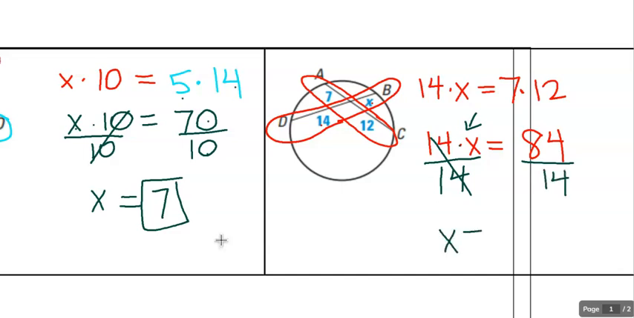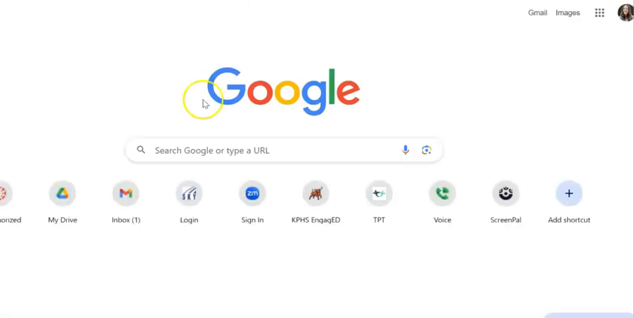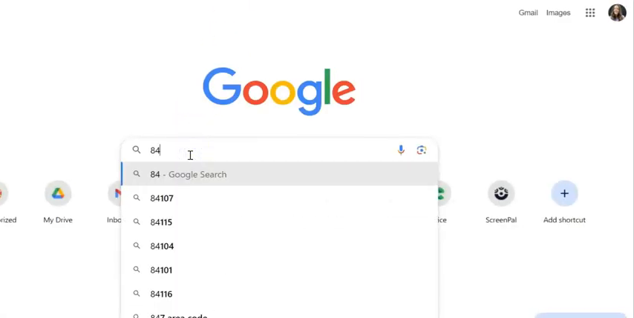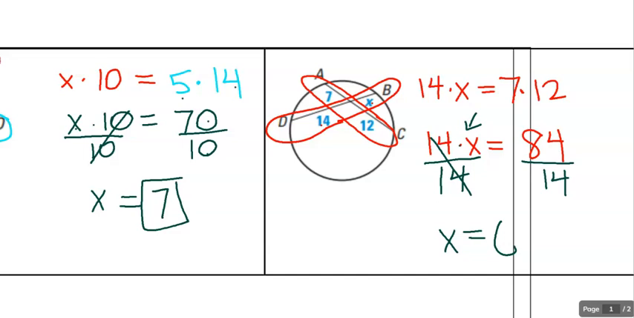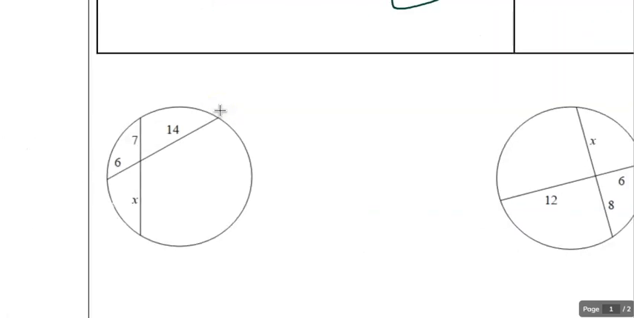So x equals 84 divided by 14, which gives us 6. Okay, so we can have decimal answers, and that's fine as well. Let's do a third one.